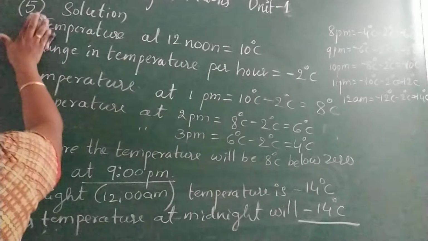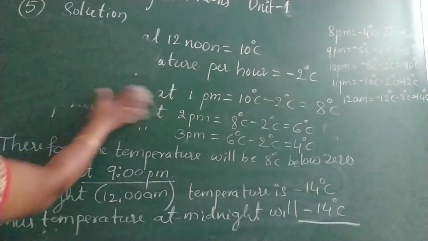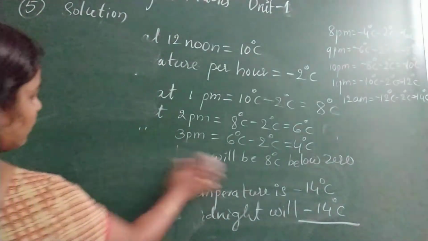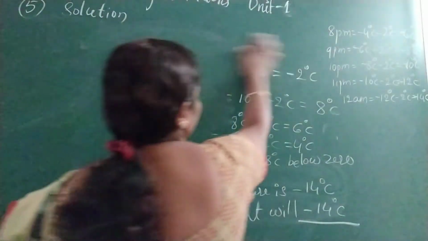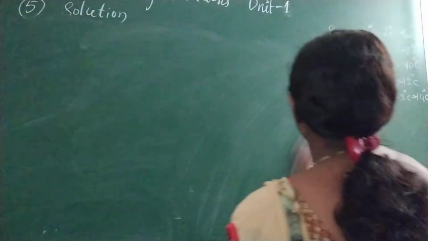Next, question number 6. Write this in your fair notebook systematically.